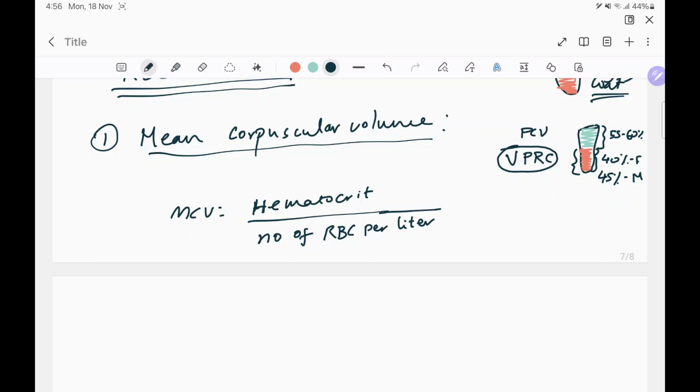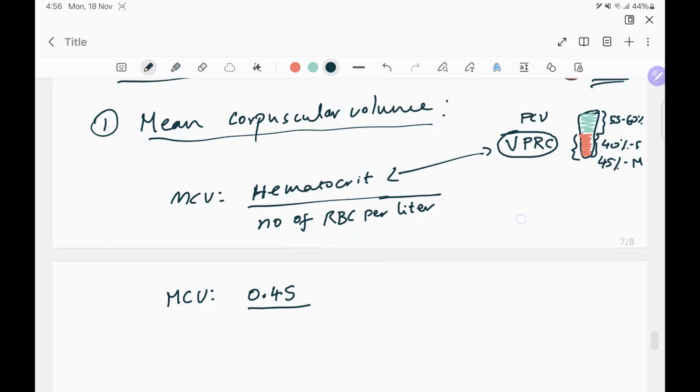Anyway, so let's calculate this. The MCV, how much is it? Hematocrit is around 0.4 to 0.45. So let's just take 0.45, because percentage is that number divided by 100. We got 2 decimal points over here. 45% divided by 100 gives you 0.45. This is the hematocrit, or volume of packed red cells. Same thing, I'm using it interchangeably.